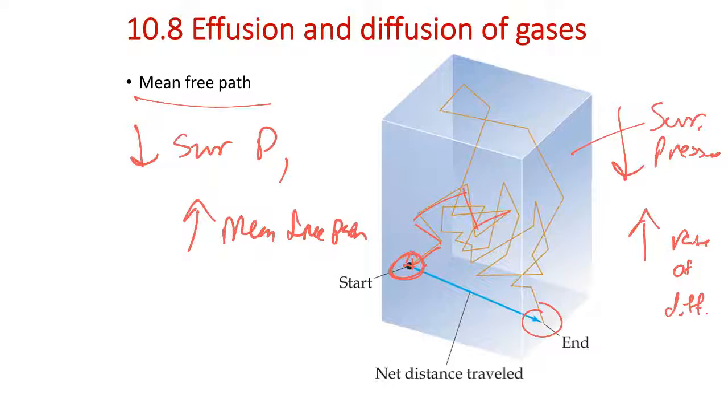So the mean free path is how far or how long the particle travels before it strikes another particle. On average, that distance is going to be further the lower the surrounding pressure is.